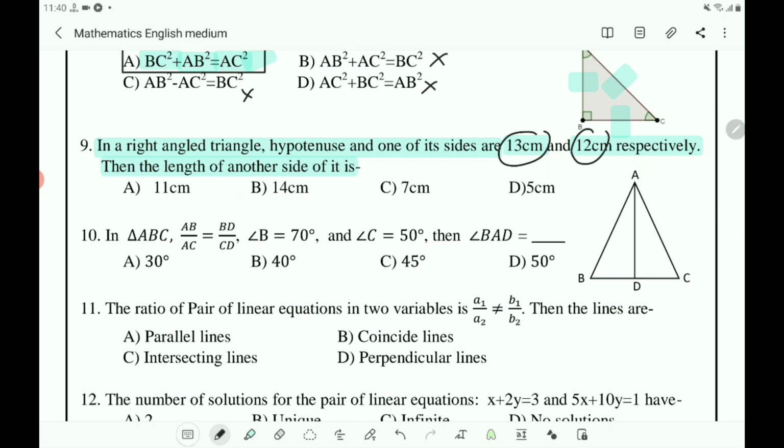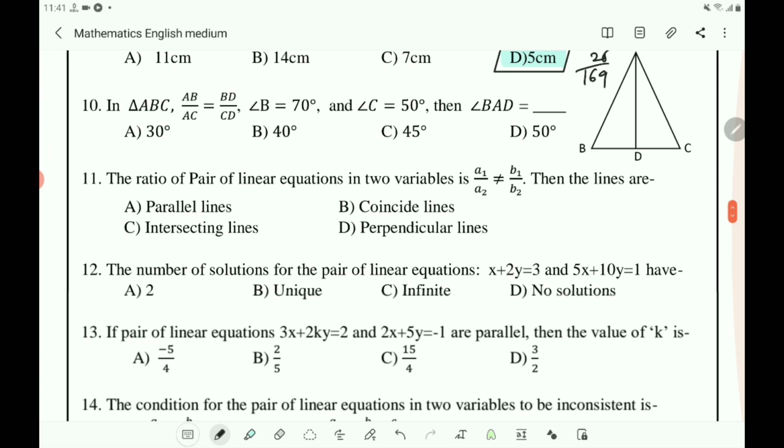Children, if you know the Pythagorean triplets, directly you can identify the answer. Then what is the answer here? Here you know that the Pythagorean triplets having 13 and 12, the third number must be 5 because 12 square is 144, 5 square is 25, you will get 169, which is a square of 13. So which is the answer here? Option D is the answer. Note down the answer, option D. If you know the Pythagorean triplets, directly you can identify the answer.